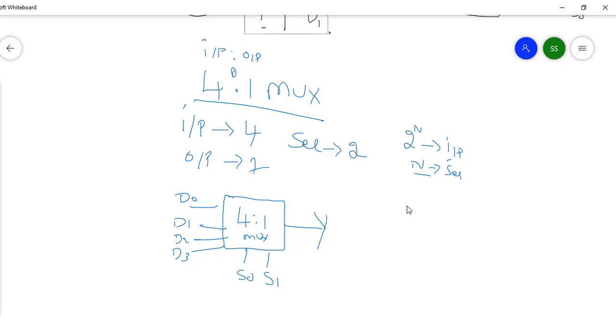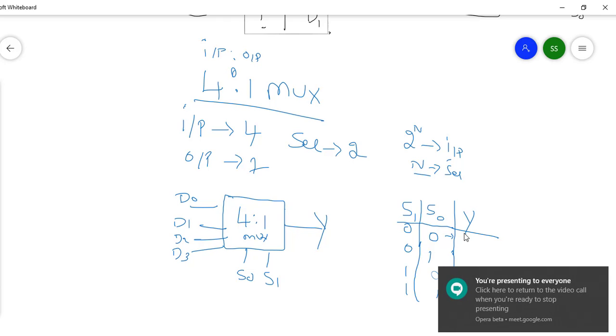Now we can go for the truth table or functional table. We can take the select lines first, S naught and S1. I will take the MSB as S1 and S naught is the LSB. You can do it vice versa also, but always take the higher priority as the MSB. Now S1 and S naught are the select lines, so 0 0, 0 1, 1 0, 1 1. There are 4 possibilities in these select lines.